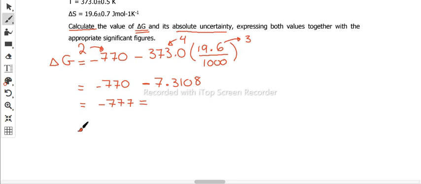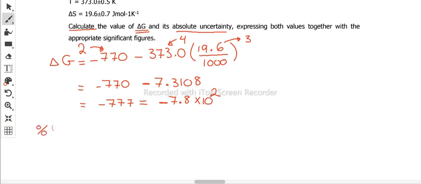How can you rewrite this number into a correct number of 2 significant figures as your final answer? You can go through the scientific notation while writing. So this will become negative 7.8 times 10 to the power of 2. So in this situation, I wrote my final answer into a correct number of significant figures, taking the smallest number of significant figures given. After that, I need to find out the absolute uncertainty, but before I need to find firstly the percentage uncertainty of my delta Gibbs.